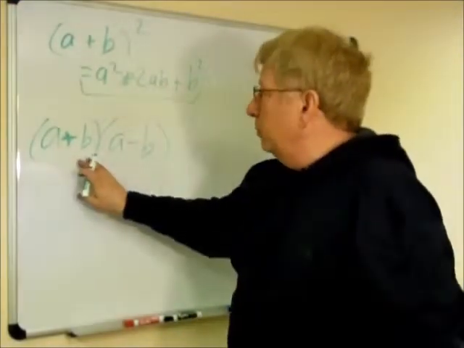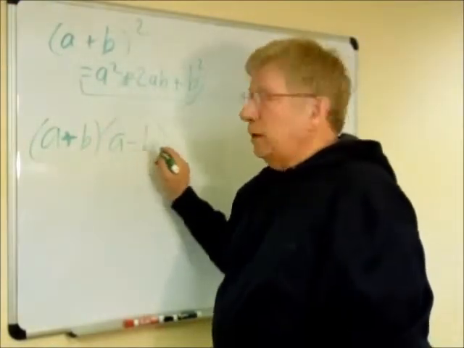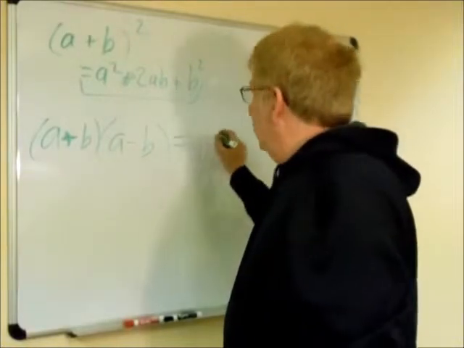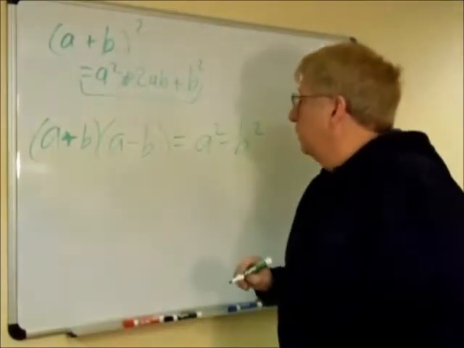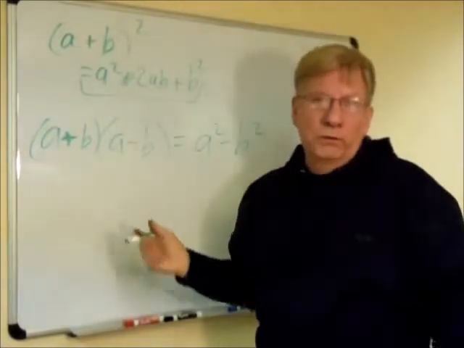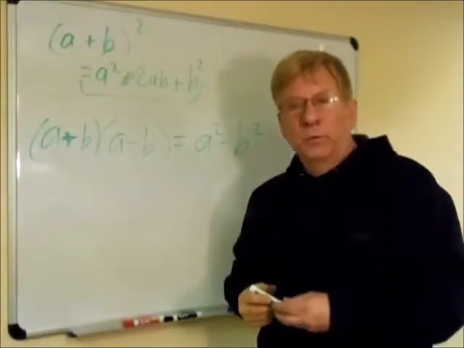Same thing with this. This has a pattern. A plus b times a minus b would just give us a squared minus b squared. Or again, use the FOIL method and you'll come up with the right result with that as well.